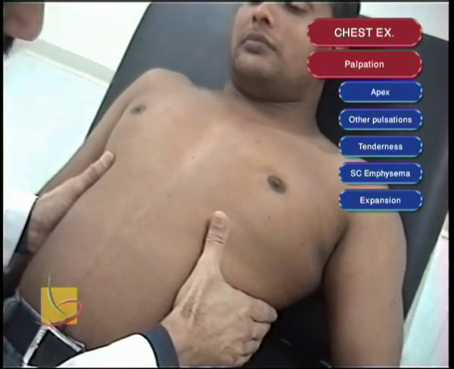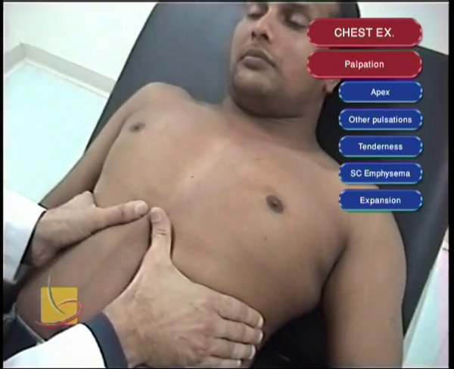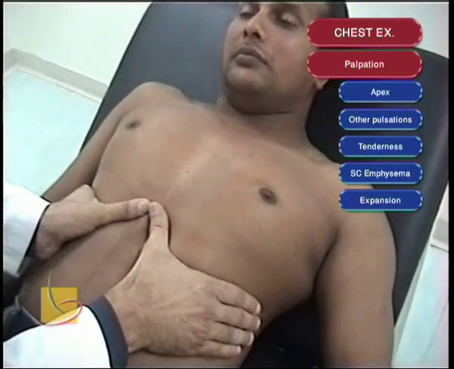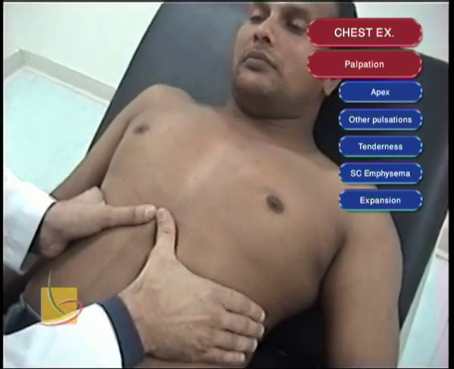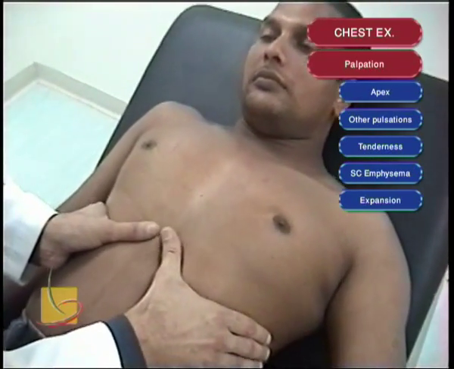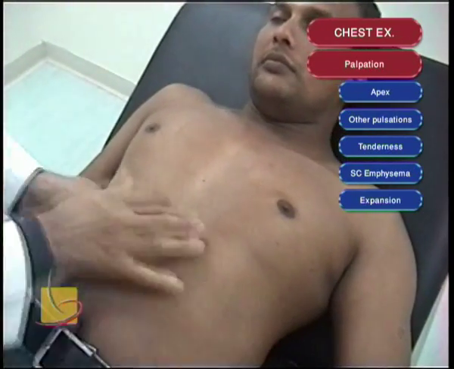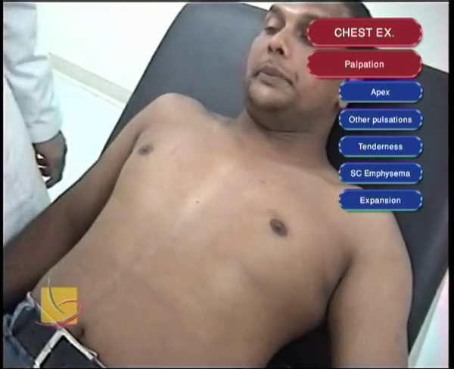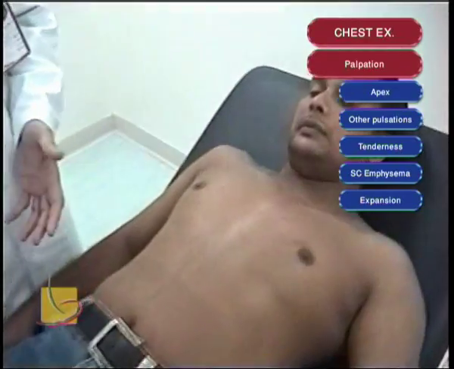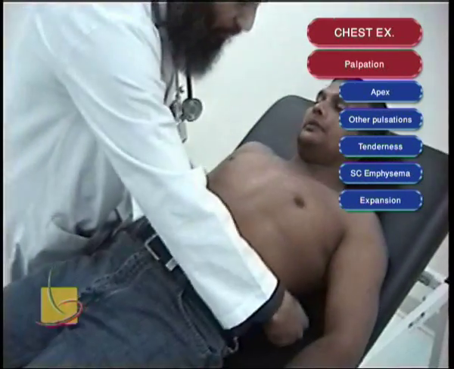Make your hands very tight to the chest of the patient and let your thumbs meet together. Take a deep breath. Again, look at this. The patient is breathing normally. Your thumbs are moving equally on both sides and they are in the range of 3 to 5 centimeters. Some people like to do the so-called chest excursion using the tape.